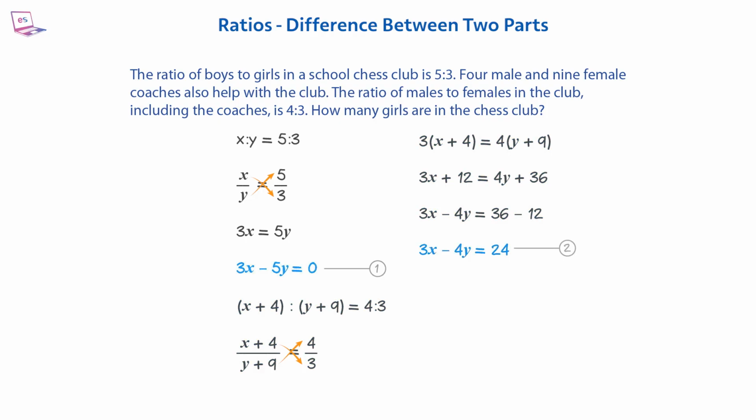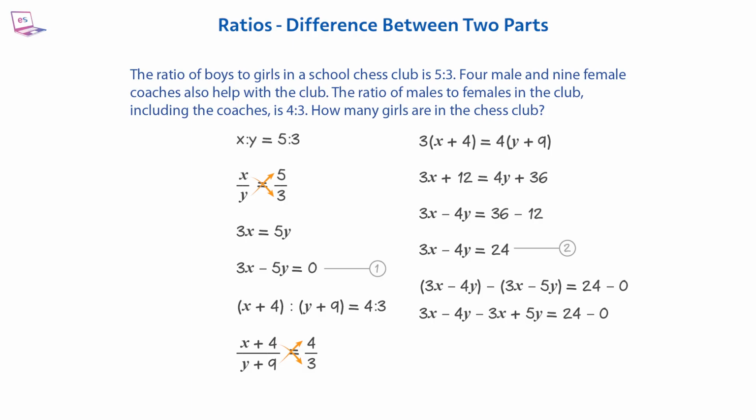Now, we have two equations and we need to solve them to find the number of girls, Y, in the chess club. By subtracting the first equation from the second, we get (3x minus 4y) minus (3x minus 5y) equals 24 minus 0. 3x minus 4y minus 3x plus 5y equals 24 minus 0.